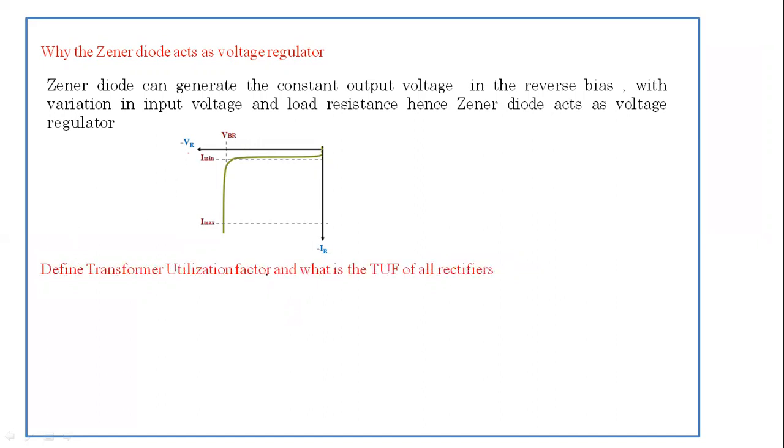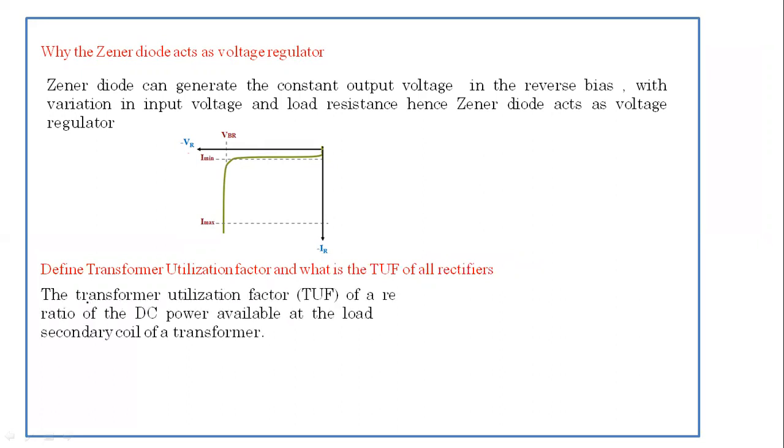Define transformer utilization factor, and what is the transformer utilization factor of all the rectifiers? The transformer utilization factor, TUF, of a rectifier circuit is defined as the ratio of DC power available at the load resistance to the AC rating of the secondary coil of the transformer.